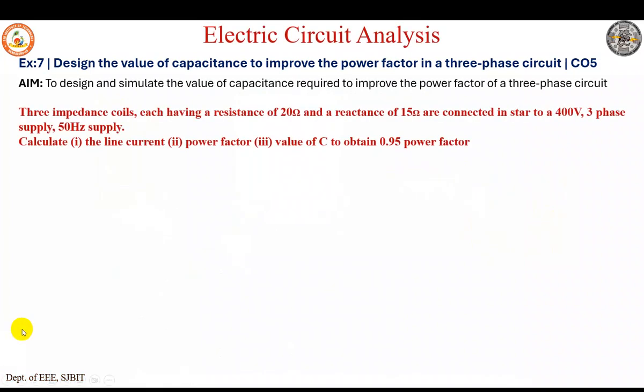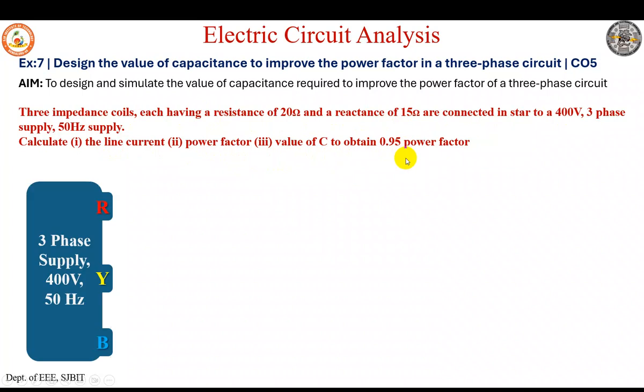So let's see the problem. A three-phase impedance coil having a resistance of 20 ohm and 15 ohm reactance is connected in star fashion. They've given a voltage of 400 volts, three-phase supply, and frequency. You have to calculate the line current, power factor, and the value of C such that the power factor is improved to 0.95. So we have a three-phase supply R Y B.